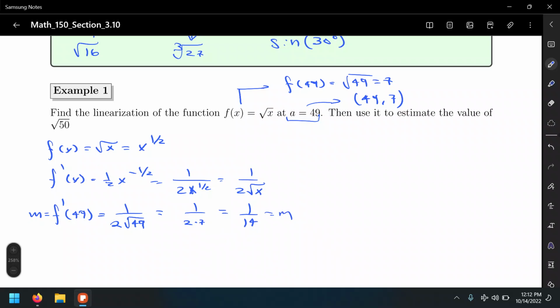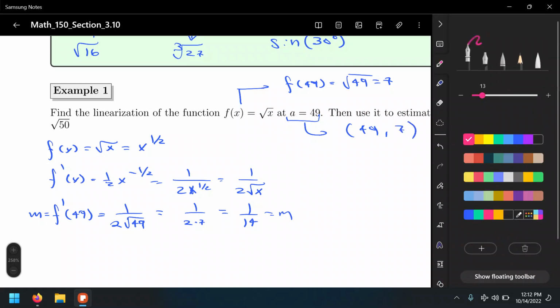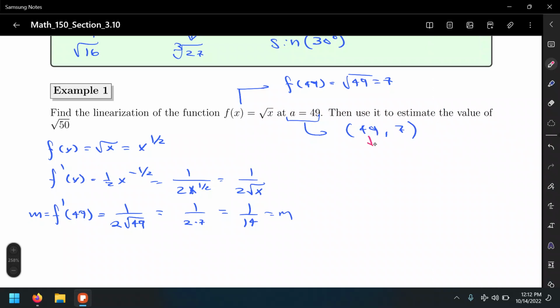So to have a sense of continuity here, well, from this ordered pair, okay, let me write this ordered pair below. The ordered pair is 49 and 7. This, the first component of the ordered pair, will be our a, and this is our f of a.